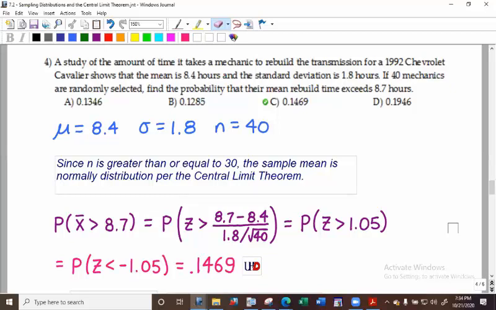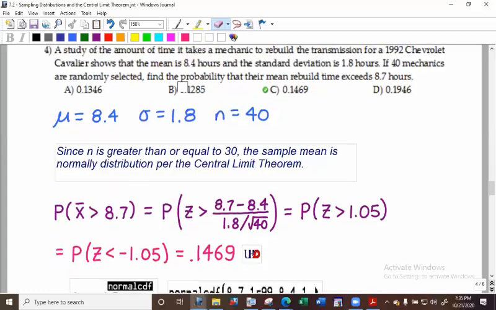All right, now that we've established that, we have mean is 8.4, standard deviation is 1.8. I wrote it down, but I said it wrong. 1.8, n is 40.